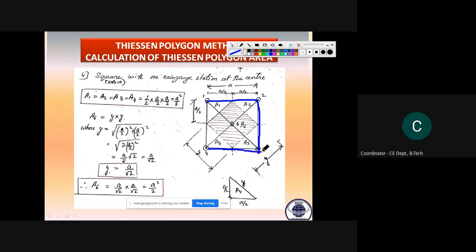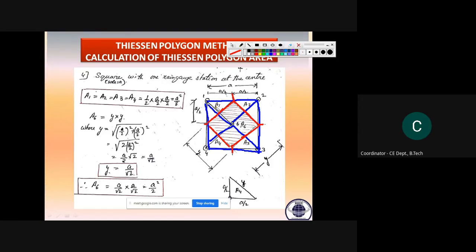We join all the stations. Now we have to draw the perpendicular bisector. Say for example this is the perpendicular bisector for this line, this is the perpendicular bisector for this line, like that. Somewhere here it will be, somewhere here, somewhere here. Now join all the perpendicular bisectors. Okay, we joined.